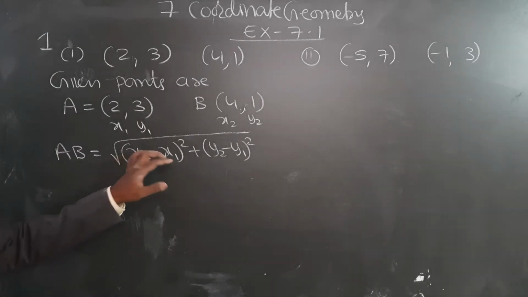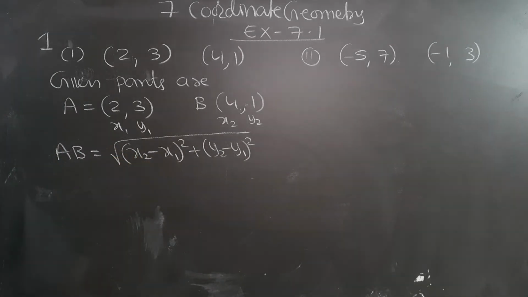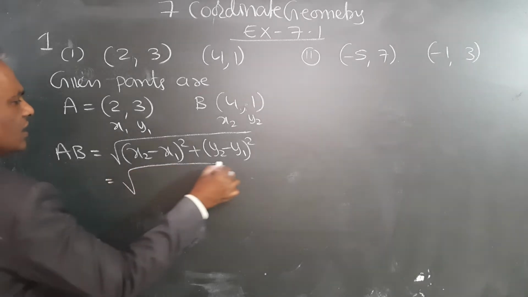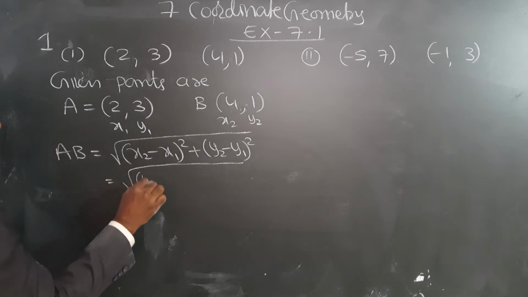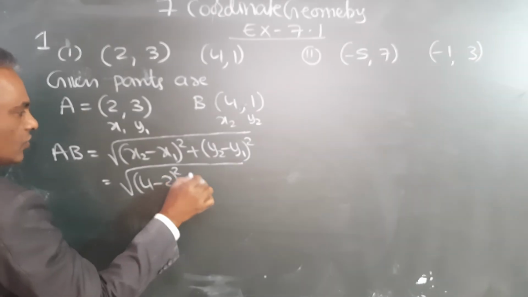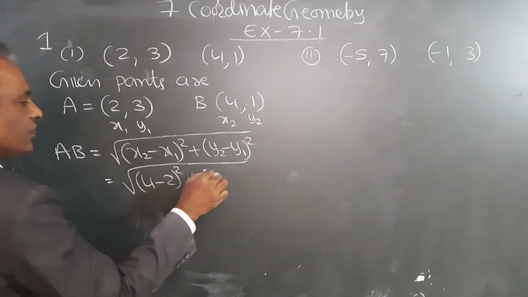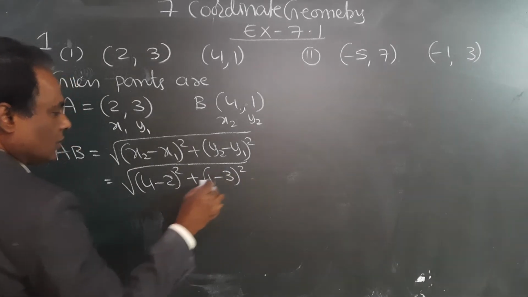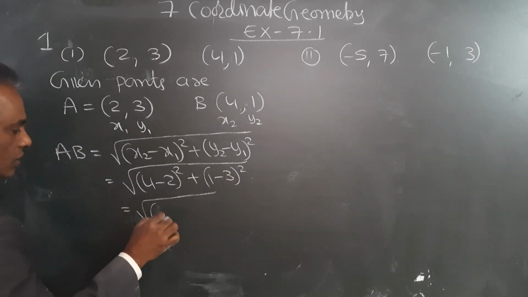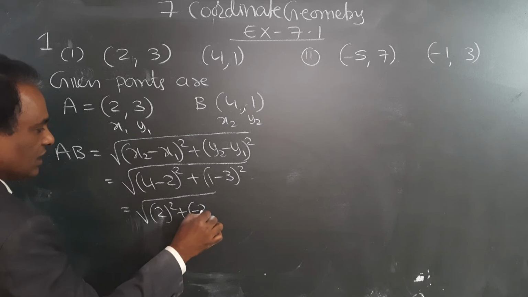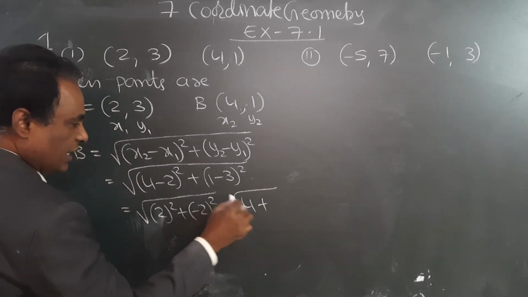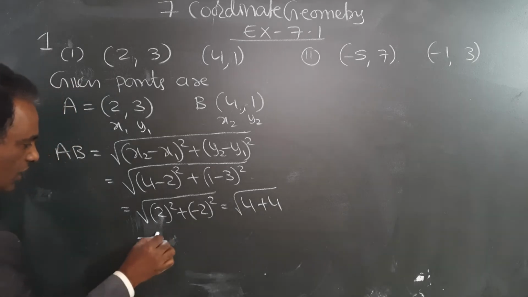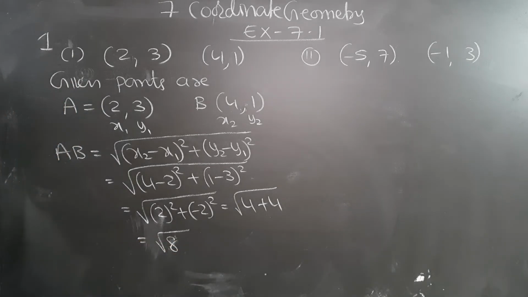Anyway, you can write x1 minus x2 or x2 minus x1. This is nothing but the difference of x values, 4 minus 2, first coordinates difference whole square, second coordinates difference whole square. 4 minus 2 is 2, 1 minus 3 is minus 2. 2 square is 4, 2 square is 4. 4 plus 4, 8. Root 8, leave it as it is.